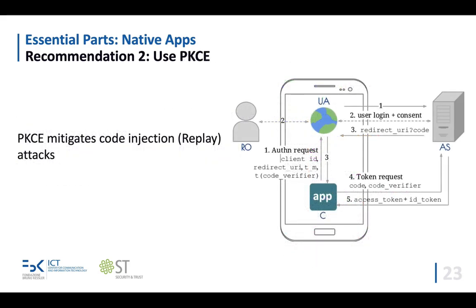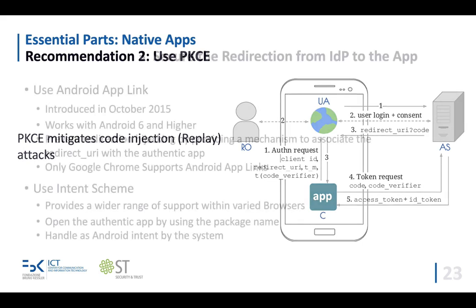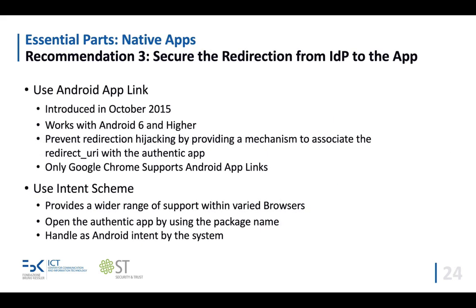Secondly, as we discussed in the previous part as well, please use PKCE. PKCE provides a lot of benefits, like mitigating code injection and replay attacks. The third one is to secure the redirection from the IDP to the app in order to avoid redirection hijacking. In the context of native apps, you have two options: use the app link, and the second option is to use the custom scheme.